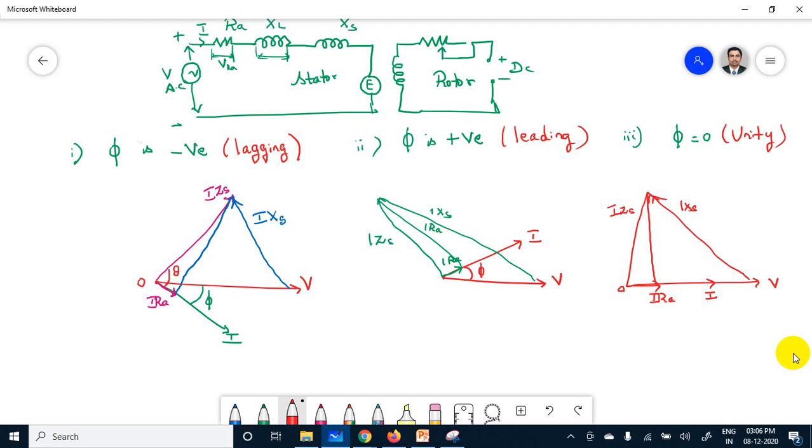Okay, these are the different types of phasor diagram of our synchronous motor. One in terms of lagging, another one in terms of leading, another one in terms of theta. The angle between this voltage drop and the impedance will be theta. Okay, it is theta. Any doubts?